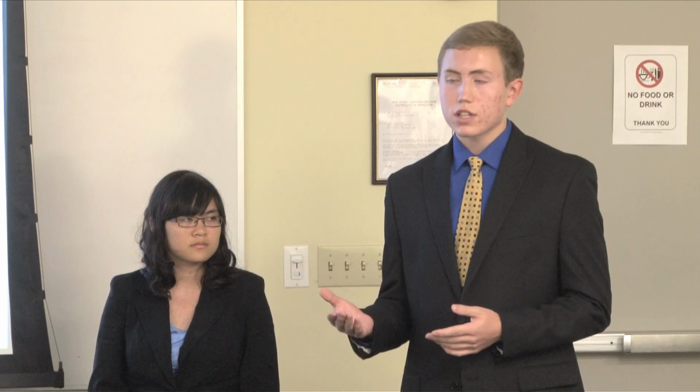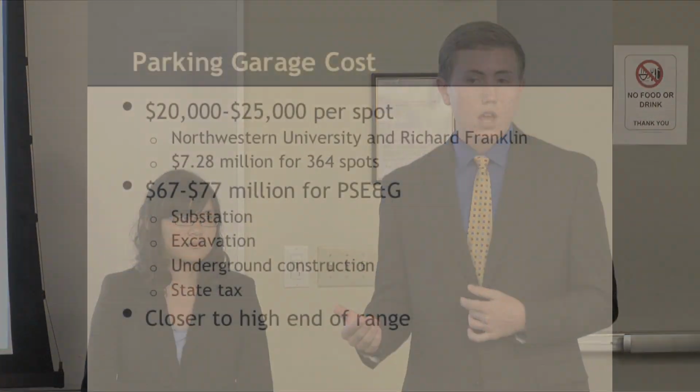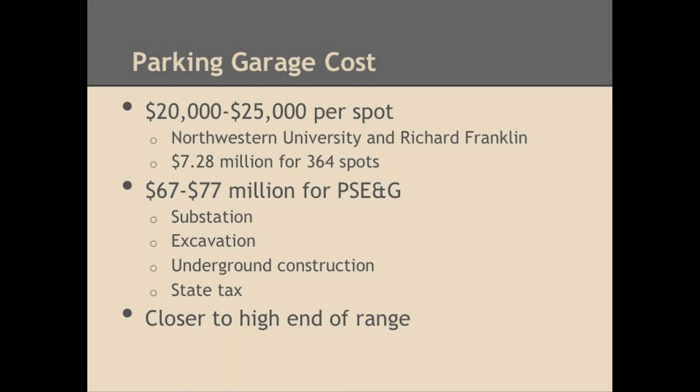In terms of the substation itself, a traditional substation has a cost of between $60 and $70 million, but that's for a typical substation, and ours has extra costs to account for. The property must be excavated, and the underground level must also be constructed, which add a total of $4 million into the cost. After adding in the sales tax in New Jersey, the total for the project comes to between a range of $67 to $77 million.